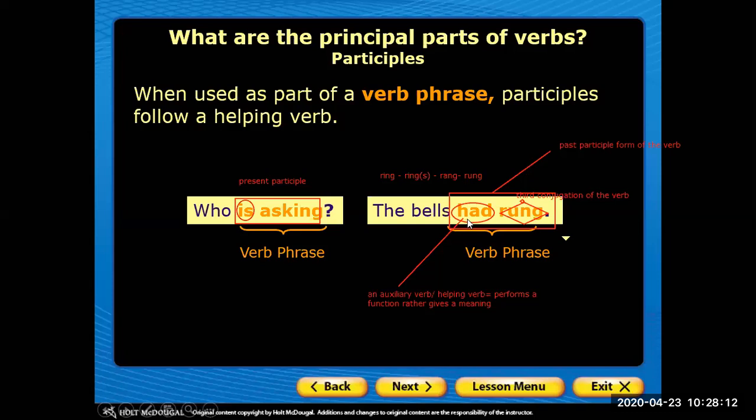What do we call the word had? Helping verb, or an auxiliary verb. Why do we call it a helping or an auxiliary verb? Performs a function, either gives a meaning. Very good. What do we mean by the word function? Like وظيفة. It does a job, but it doesn't give any meaning. Have you got it? Okay, so here we have a verb phrase and this verb phrase has two parts, the main verb, which is run, and the auxiliary verb. Together, they form the past participle form of the verb.